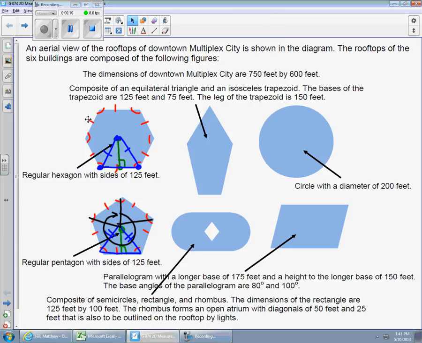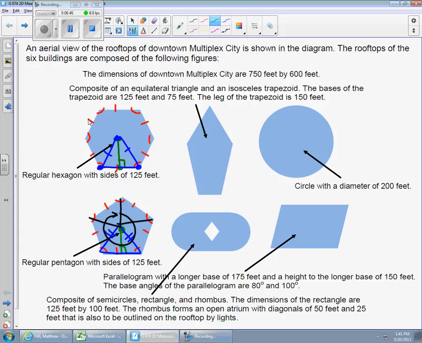The two center figures are easily the most complicated figures that we have. The one at the top, the bullet point down at the bottom, says it is a composite shape consisting of an equilateral triangle and an isosceles trapezoid. The bases of the trapezoid are 125 feet and 75 feet. The leg of the trapezoid is 150 feet. That's just a matter of tearing the figure apart a little bit, applying the numbers wherever they go.